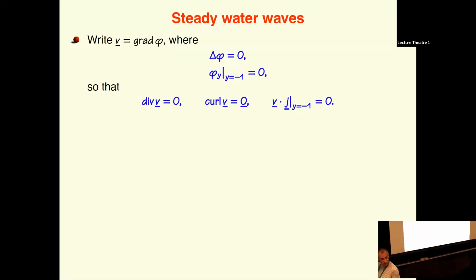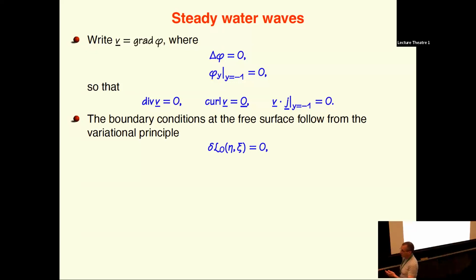So this is what you'd usually do, right? If you're doing steady water waves, you write your velocity as the gradient of a scalar potential. And then you find that the scalar potential is harmonic, with a Neumann boundary condition at the bottom. And this means that these three parts of the equations, which we saw, are automatically satisfied. You're always incompressible, you're always irrotational, you always satisfy the condition at the bottom. And so then the problem is what happens at the top.